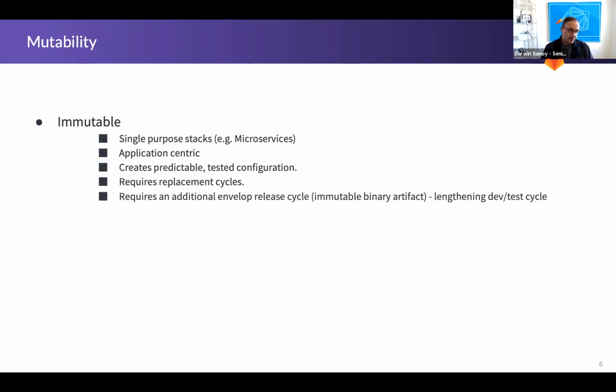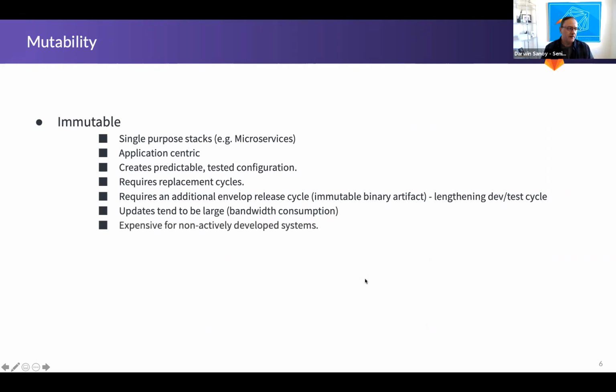It also requires an additional envelope release cycle. And I'm not a fan of these when they're not necessary, but you get your software ready, you test it, and you say the software is ready for release. Now you have to package it inside of another binary asset, which you also need to test and release, potentially with a separate version number because it encloses your actual software assets. So this can be a downside depending on the situation. Updates tend to be large. So if they have to be pulled across low bandwidth connections, then that's a challenge, or paid bandwidth connections. And it can be expensive for non-actively developed systems.